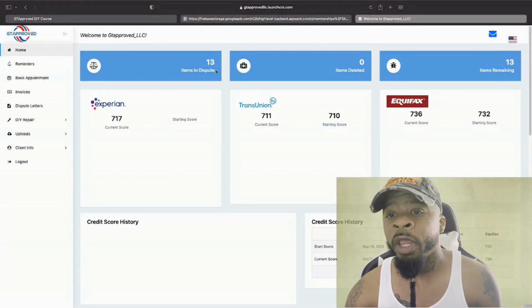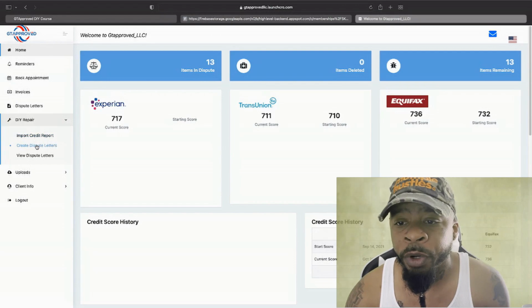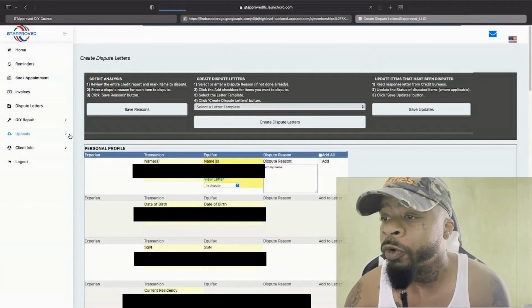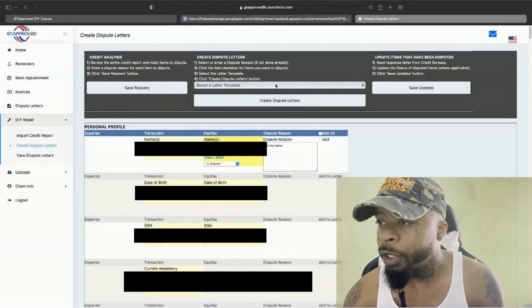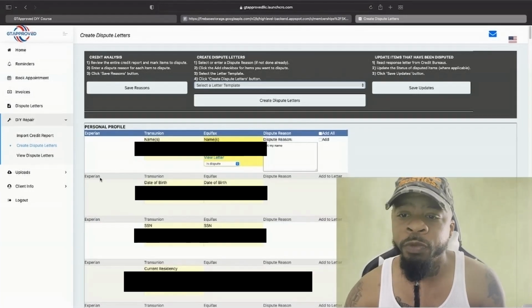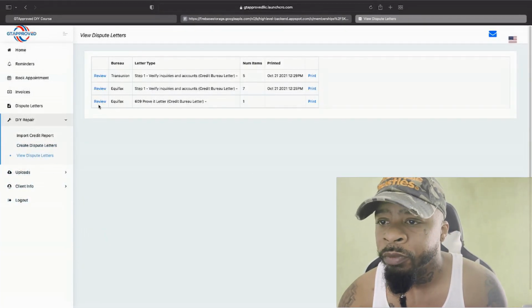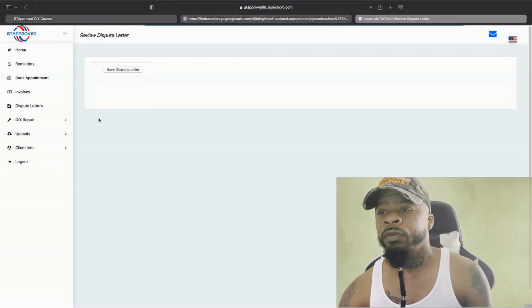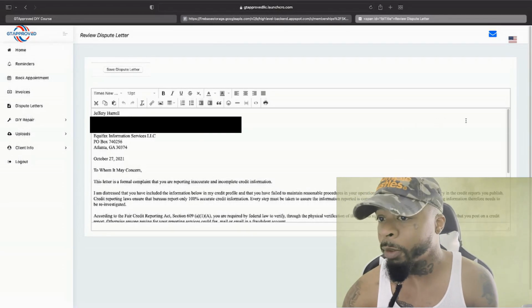Okay. All right. So boom, right here, DIY credit repair, create dispute letter. So I created a quick dispute letter. I just did that right there. I went here. And now it says 609 prove it letter, okay? And I created a dispute. When I created a dispute, it popped up like this right here. Same letter that was in the ebook, guys, right? Same letter that was in the ebook.